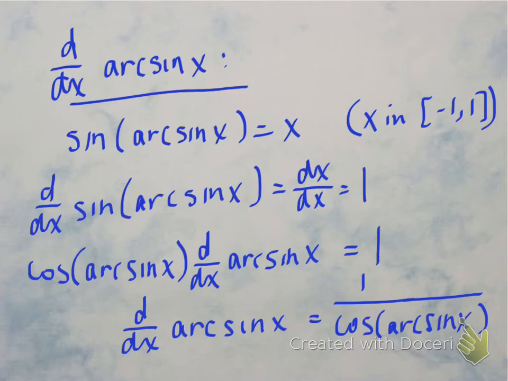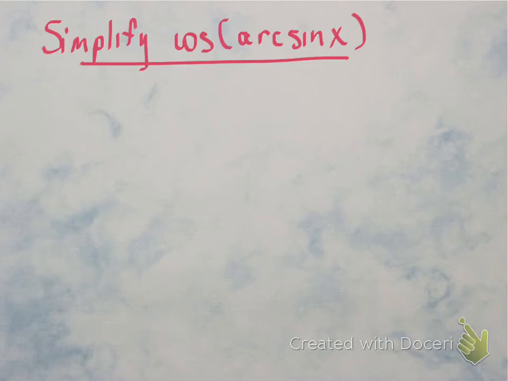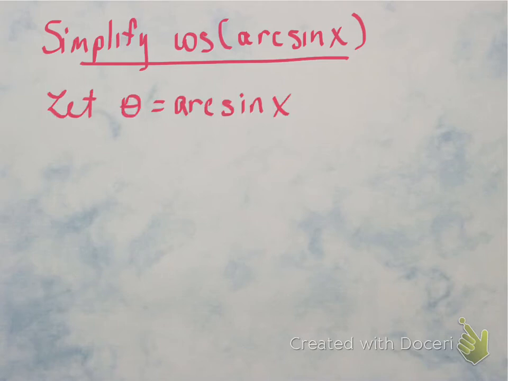Cosine of arcsine of x. It turns out we can get a slightly nicer formula that, perhaps surprisingly until you see the argument, does not involve trig functions at all. So let's see how we can simplify cosine of arcsine of x. Let's take the arcsine of x and call that a different variable. I'm going to call it theta.